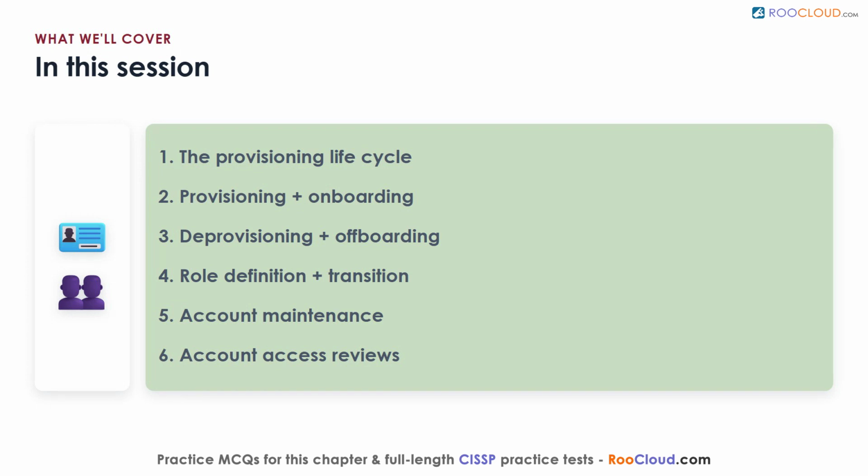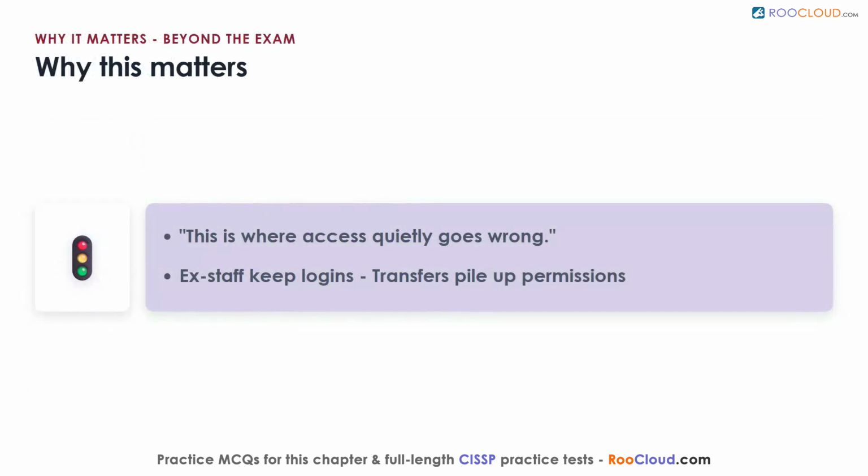How do you provision and onboard a new hire? How do you deprovision and offboard someone who leaves? Why do roles need careful definition? What does ongoing account maintenance involve? And why do access reviews catch problems nothing else does? Why does this matter beyond the exam? Because accounts are where access quietly goes wrong over time.